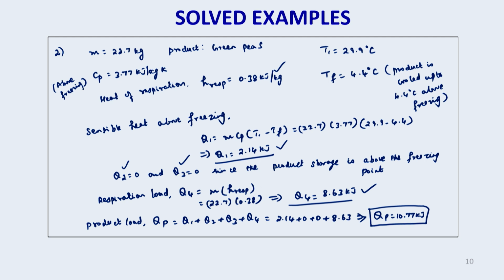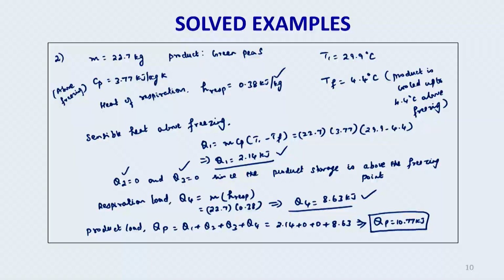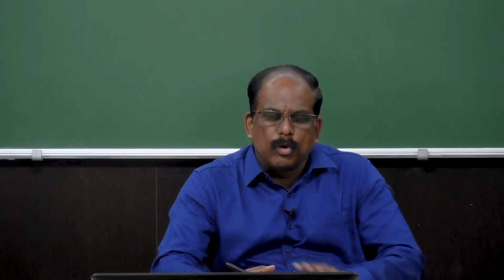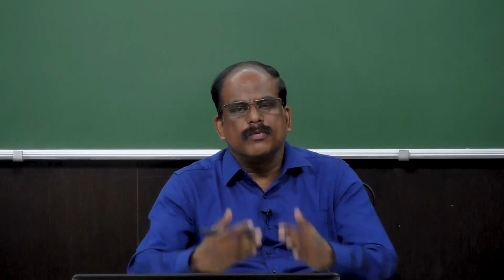If we compare the numerical questions number 1 and 2 that we have solved in this lecture, in both problems we need to estimate the product load. In the first problem, because chicken is a dead product, there is no respiration load. The data was given above freezing, at freezing point and below freezing, so we calculated Q1, Q2 and Q3. Q4 is equal to 0.